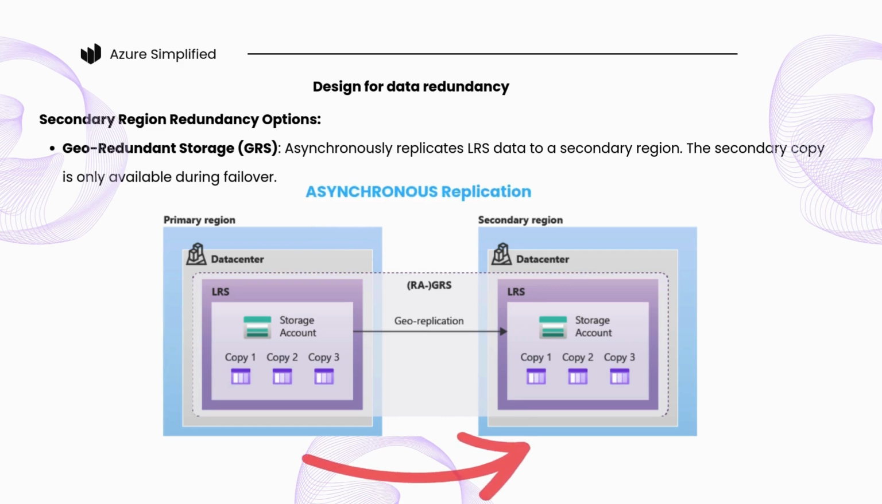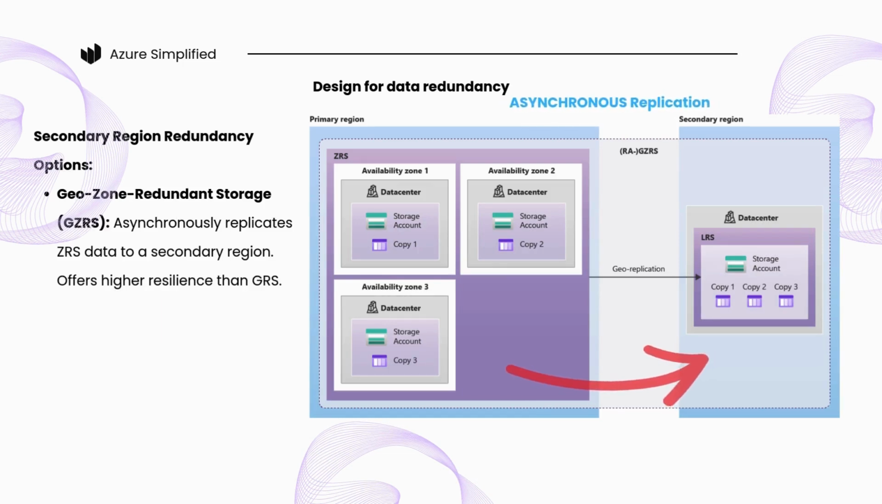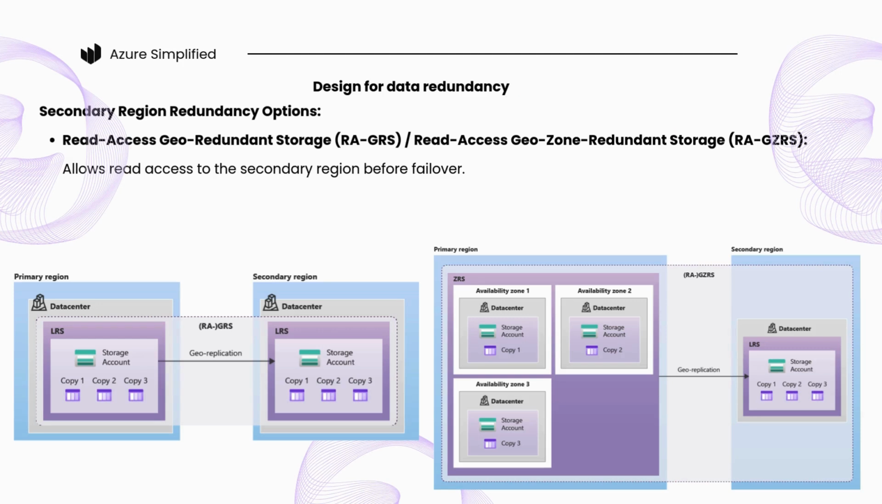Geo-redundant storage, GRS, asynchronously replicates LRS data to a secondary region. The secondary copy is only available during failover. Geo-zone redundant storage, GZRS, asynchronously replicates ZRS data to a secondary region. Offers higher resilience than GRS. Read-access geo-redundant storage, RA-GRS, and read-access geo-zone redundant storage, RA-GZRS, allow read access to the secondary region before failover.